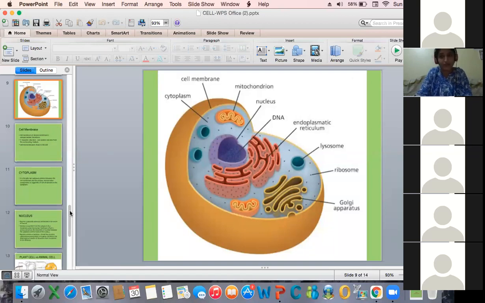Euglena is also there. So what do we call the organisms which contain only one cell? What do we say in biological terms? Unicellular organism. Yes, that's correct. Unicellular organisms. So unicellular organisms contain only one cell.